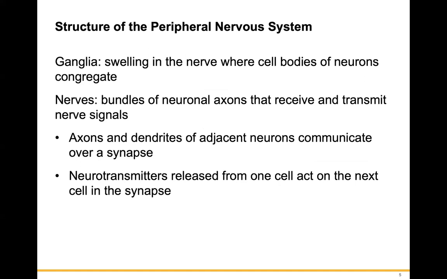Now, the structure of the peripheral nervous system, you have ganglia, which are swellings in the nerve where the cell bodies of neurons will congregate. And nerves are bundles of axons that receive and transmit nerve signals. Axons and dendrites of adjacent neurons communicate over synapses, and neurotransmitters released from one cell act on the synapse of another. And we'll talk about a couple particular organisms that can actually affect this action of the neurotransmitters binding at the synapse. It can actually lead to things like paralysis.